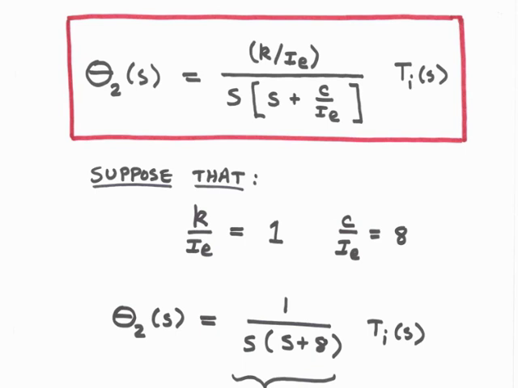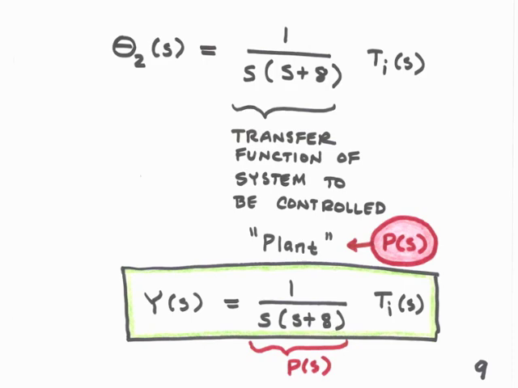We'll suppose that K over I sub E is 1 and C over I sub E is 8. And we'll now write the transfer function in this case. It will be 1 over S times S plus 8. This transfer function that we found is the plant. It's the mechanical system that we wish to control.